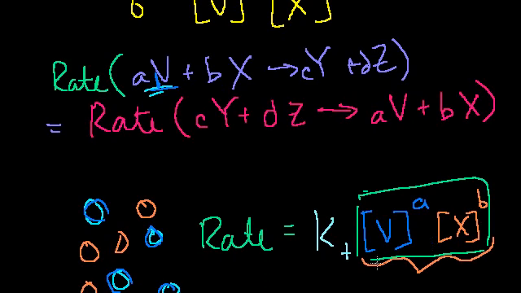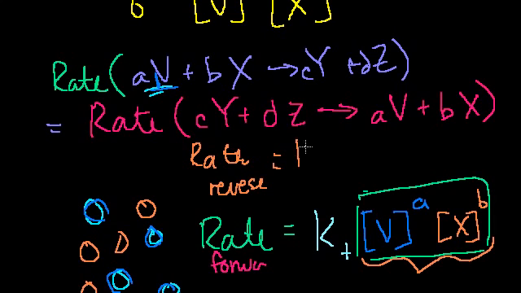So the rate forward is equal to the concentration of our V molecules to the A power times the concentration of our X molecules to the B power. Now, if we want to find the reverse rate, so this is the rate forward. If we want to find the rate of the reverse reaction, rate reverse, let's say that that's equal to some other constant. Let's call that K minus. Same exact logic holds. We're just going in this direction now.